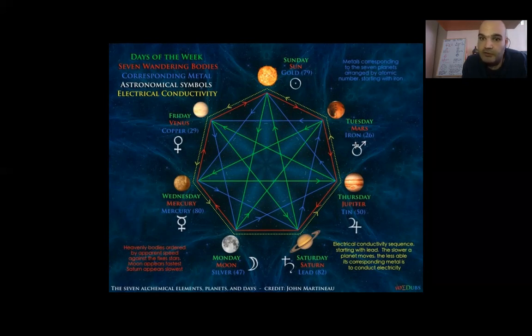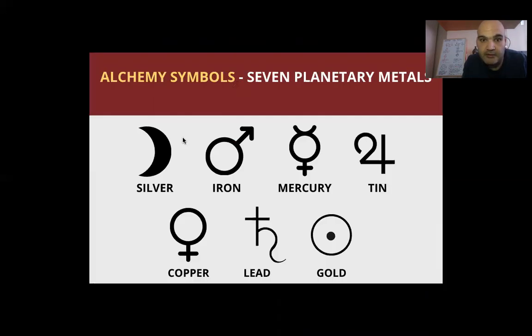Mars corresponds with iron and has the number 26. Jupiter corresponds with tin with the number 50. Saturn corresponds with lead, which has the number 82. Moon corresponds with silver, which has the number 47. Mercury corresponds with mercury and has the number 80. And Venus corresponds with copper and has the number 29.